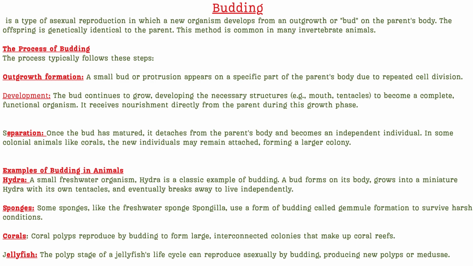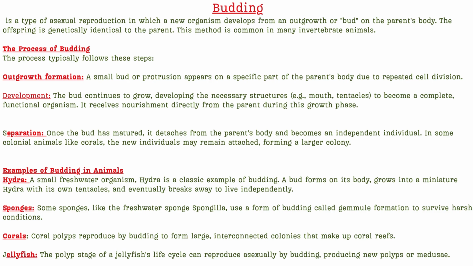The first one is the outgrowth formation. A small bud or protrusion appears on a specific part of the parent body due to repeated cell division. Now the next one is the development. The bud continues to grow, developing the necessary structures, and becomes a complete functional organism. It receives nourishment directly from the parent during the outgrowth phase.